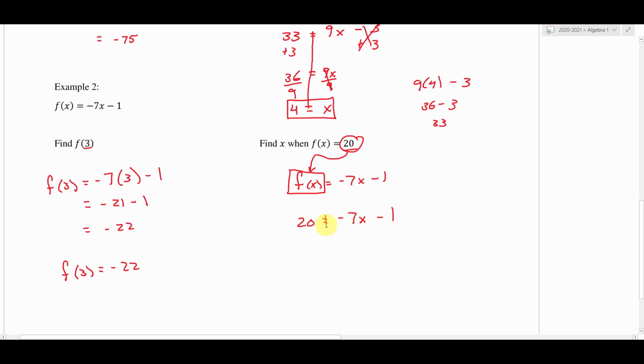And then we treat it like an equation. We're going to solve for x. So I'm going to add 1. The 1's cancel, so we get 21 equals negative 7x. And then we're going to divide both sides by negative 7. The negative 7's cancel, and we get x. And then 21 divided by negative 7 is negative 3.